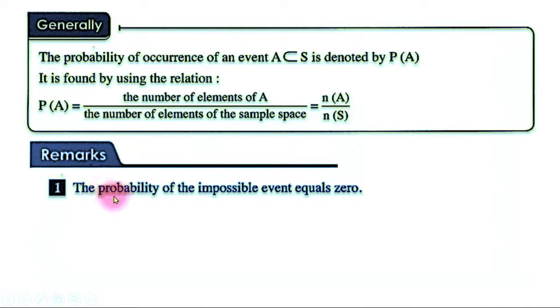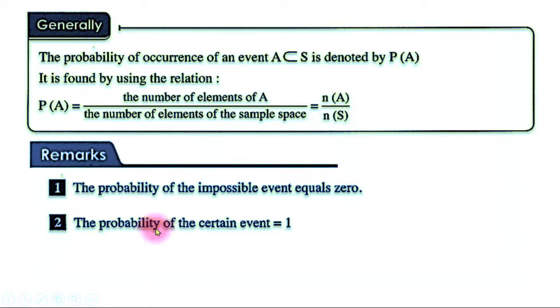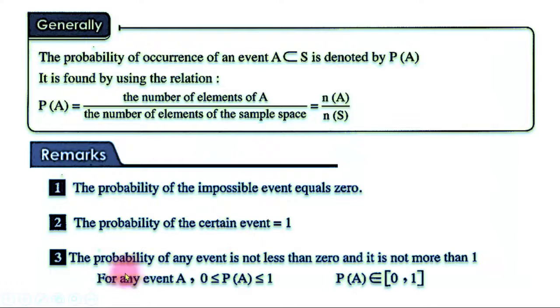Remarks: Number 1, the probability of an impossible event is equal to 0 and the probability of a certain or sure event equals 1. Number 3, the probability of any event is not less than 0 and not more than 1. Then P(A) is bigger than or equal to 0 and smaller than or equal to 1, and P(A) belongs to the closed interval from 0 to 1.